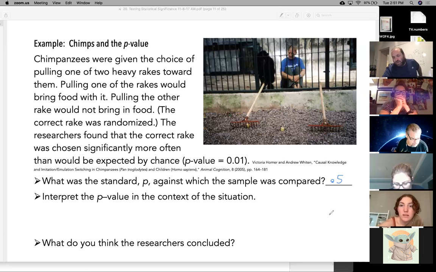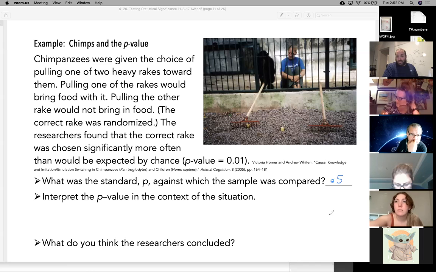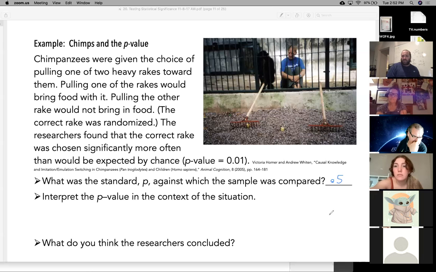If you flip one coin, what's the chance that it's a heads? 50-50, 50%. If you flip two coins, what's the chance that they're both heads? 25% is correct. 1 in 4. Because there's 4 possibilities. 2 for the first, 2 for the second. 2 times 2 is 4.